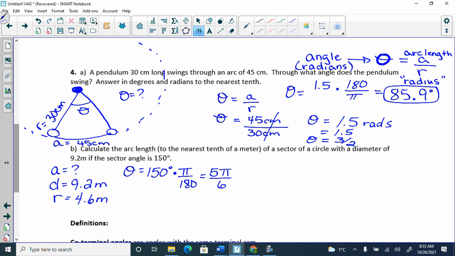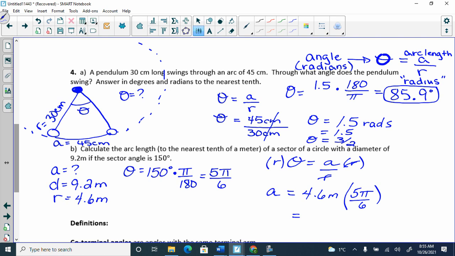Okay, so we have theta equals a over r. I need to solve for a, so I'm going to multiply by r. So a equals 4.6 meters times 5 pi over 6. So what is that to the nearest tenth? 10.0? Well, that went differently than I heard. Meters.